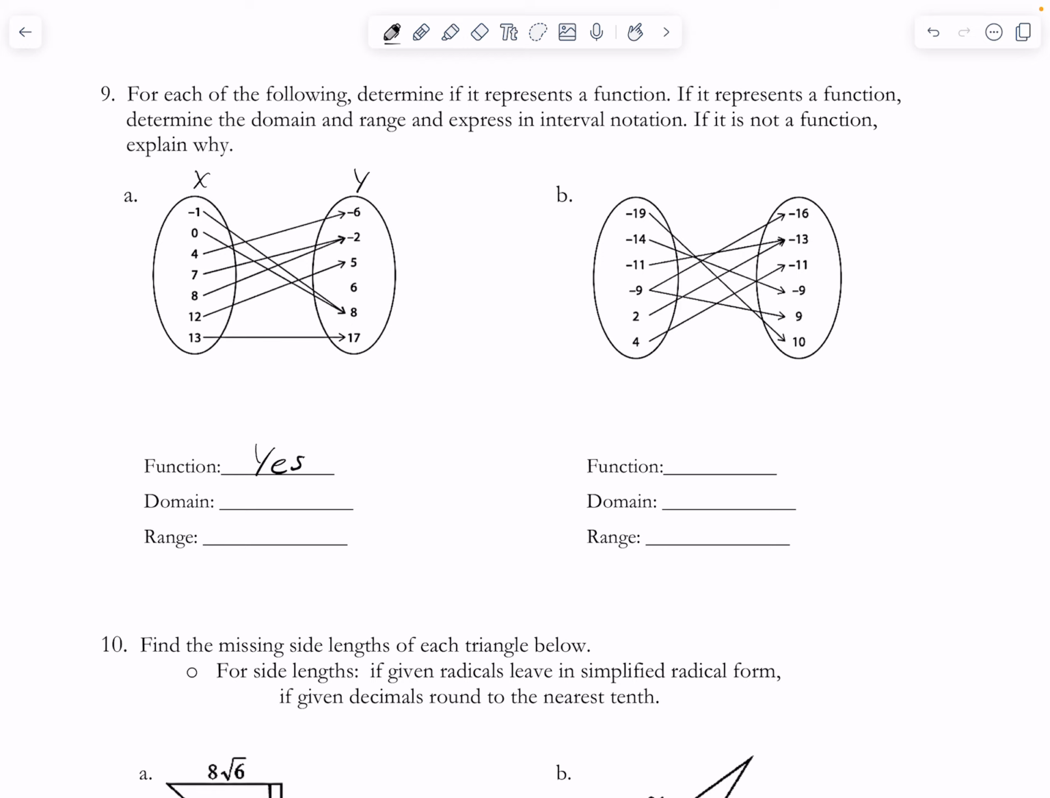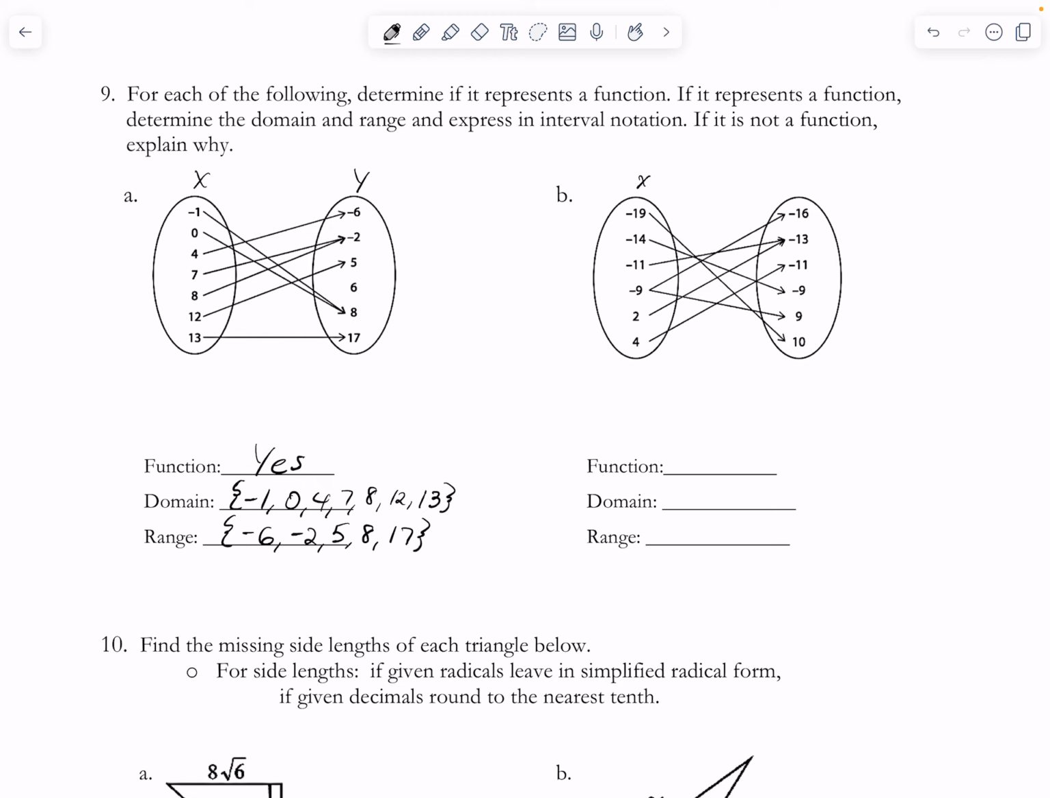For the domain, I'm going to list it with braces. We have -1, 0, 4, 7, 8, 12, and 13. And then for the range, I have -6, -2. I know it's happening twice. You don't need to list it twice. Then 5. Notice I'm not listing 6 because there's no arrow going to it. So I have 8 and then 17. Okay, let's move to the next one.